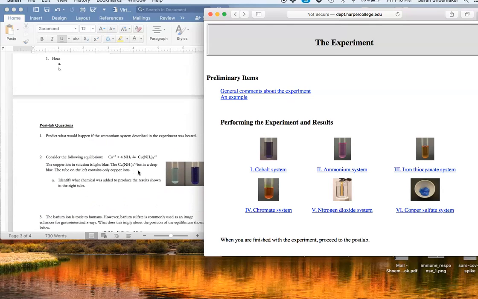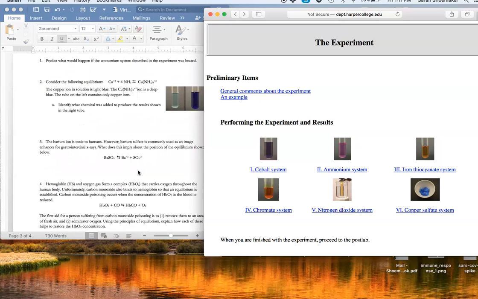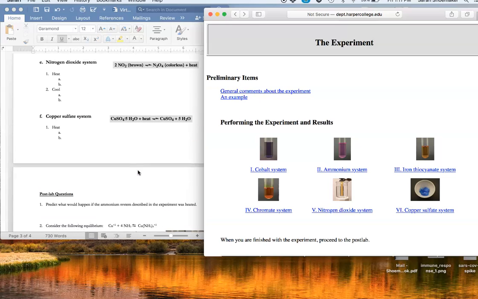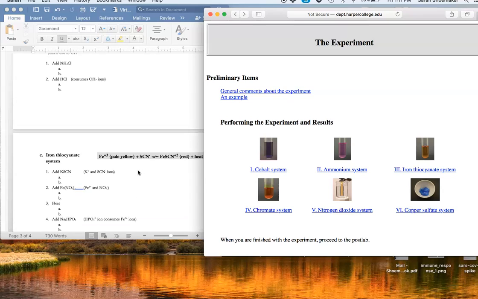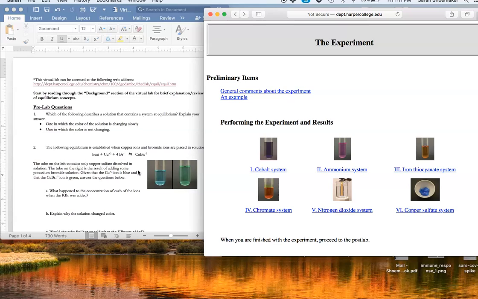And then there's some post-lab questions for you as well, just asking, again, further questions about Le Chatelier and equilibrium shifts. So hopefully this one's kind of fun to look at, and let me know if you have questions.